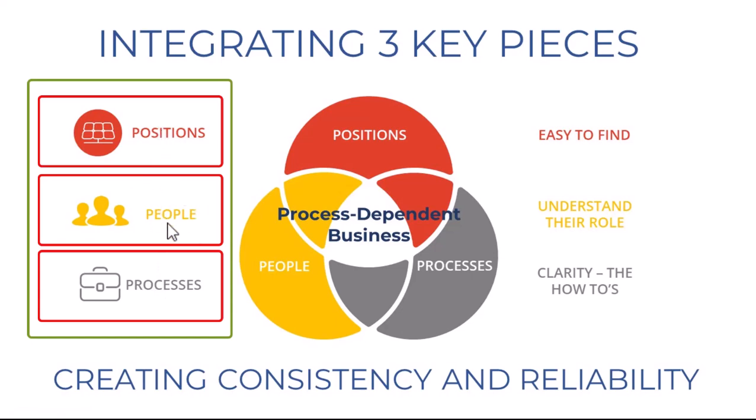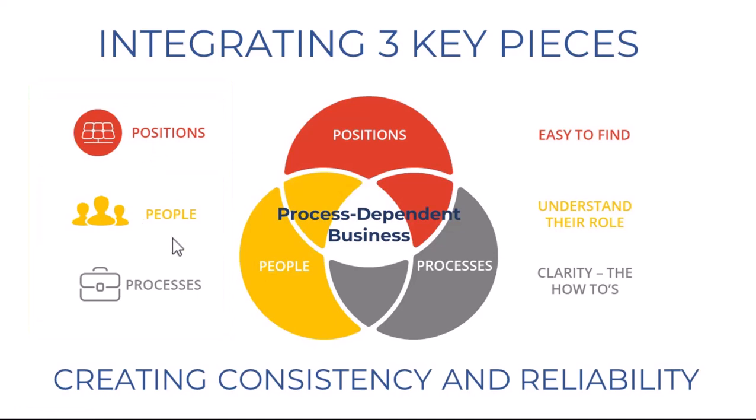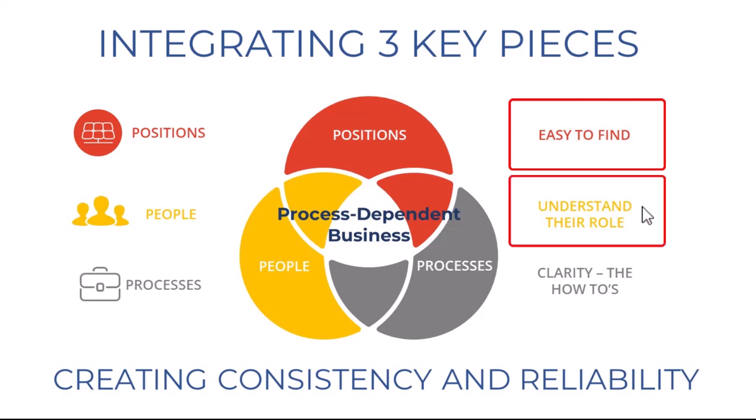All of the people in your organization will be linked to boxes on your org chart. All of the processes will be linked to boxes on the org chart. So when users log in, finding their processes is simple. They're right there for them. Understanding their role, the clarity of their responsibility, it's all right there. Everything that needs to be used to train them is all in one place, as well as all of the instructions on how to achieve the expectations that you have of them. This is how you create a business that is process dependent, a business that can give you consistency and reliability.